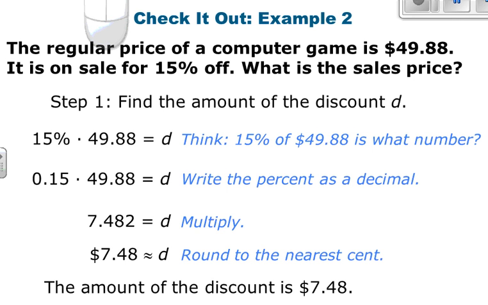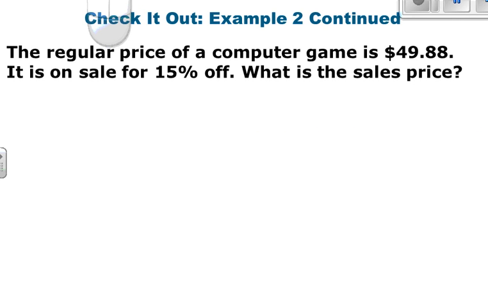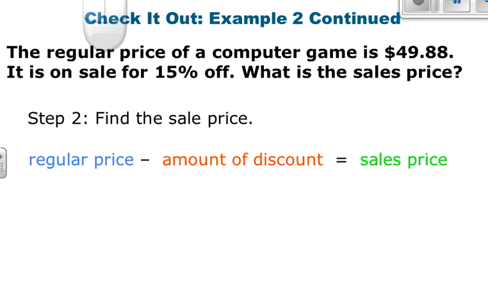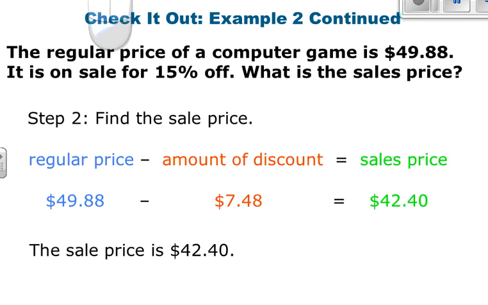Now I want you to tell me what is the sell price. So continue the problem with that number. What is my sell price? So we're going to continue. Take the regular price minus the amount of discount, $49.88 minus $7.48. I get $42.40. So my answer is $42.40.